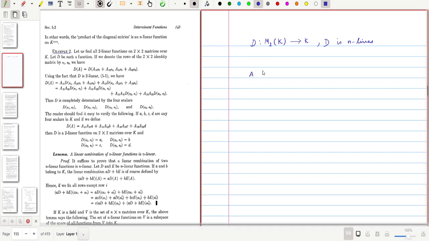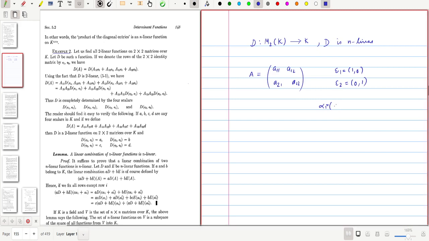Because if you consider an arbitrary 2 by 2 matrix A, we write it as A11, A12, A21, A22. Then if we set epsilon 1 equal to (1, 0) and epsilon 2 equal to (0, 1), we can express the first row alpha 1, which is A11 A12, as A11 times epsilon 1 plus A12 times epsilon 2. In a similar fashion, you can write alpha 2, which is A21 A22, as A21 epsilon 1 plus A22 epsilon 2.